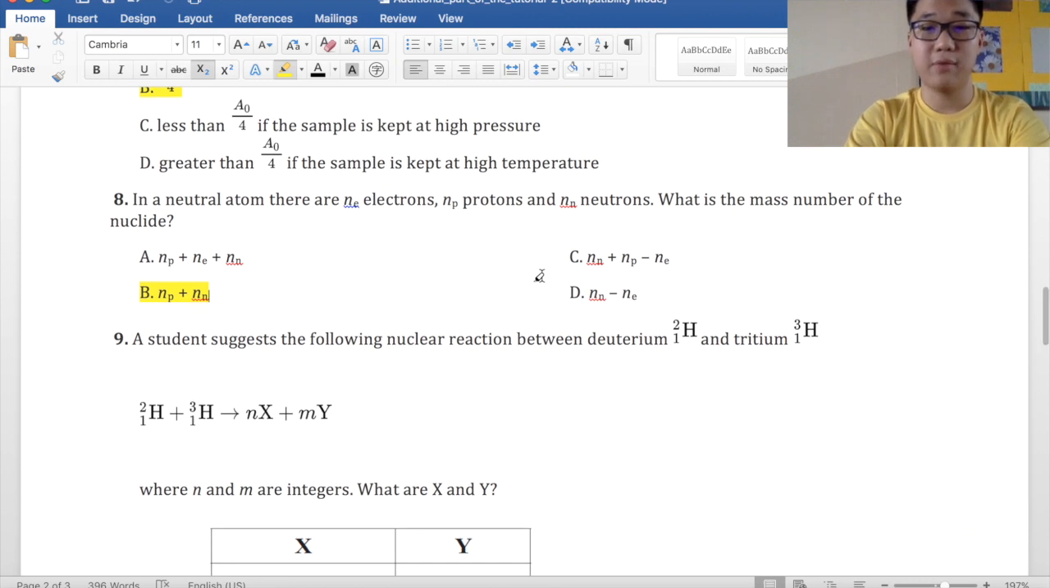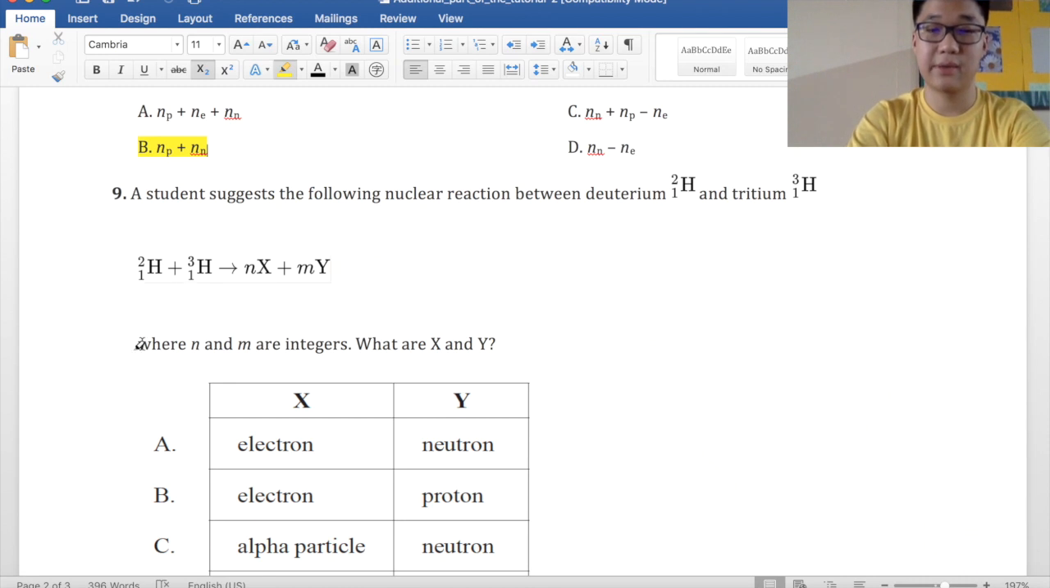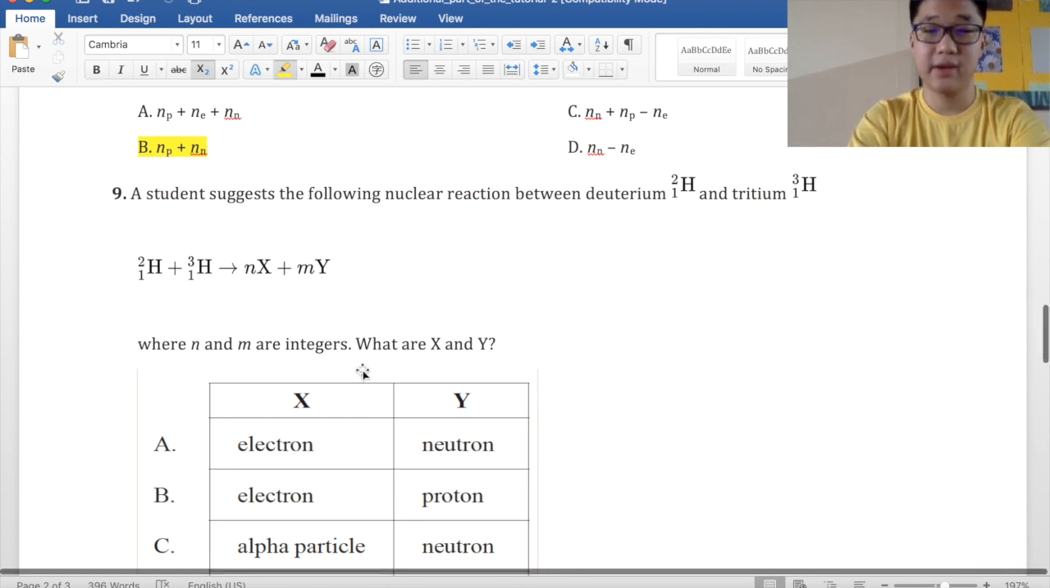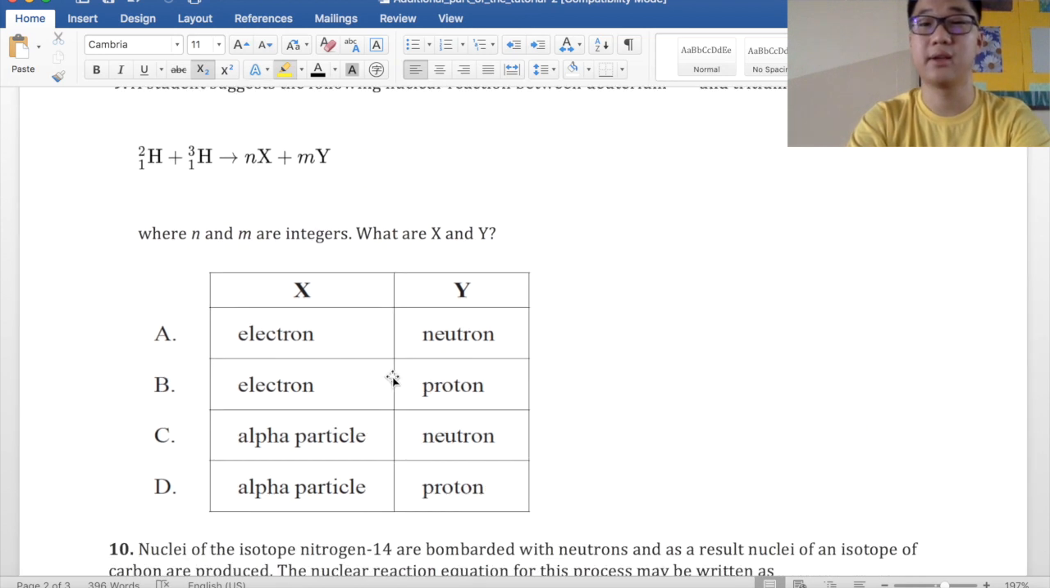Now we move on to number 9. A student suggests the following nuclear reaction between deuterium 2H and tritium, which is this one. Now the question is, where N and M are integers, what are X and Y? Here are the choices: electron and neutron, electron and proton, alpha particle and neutron, and alpha particle and proton.